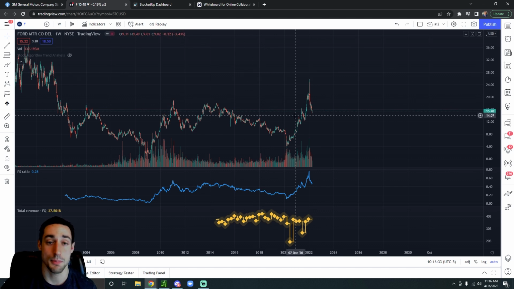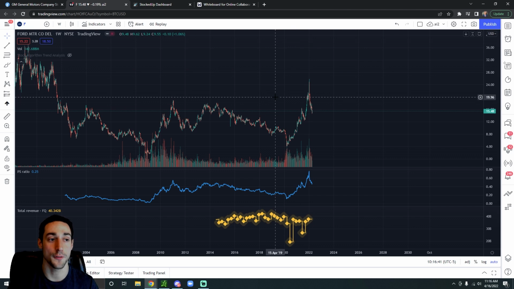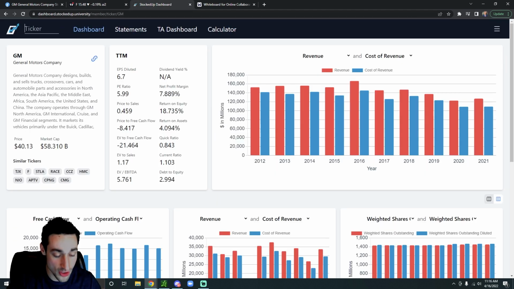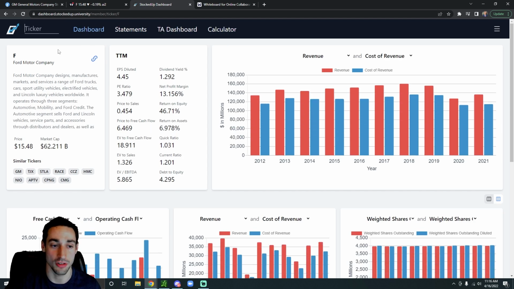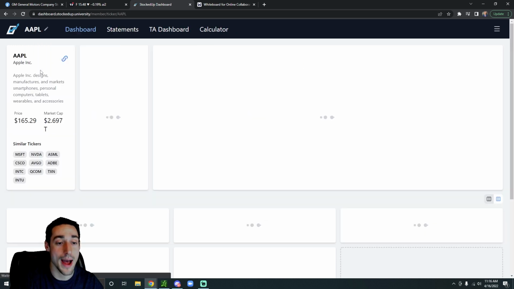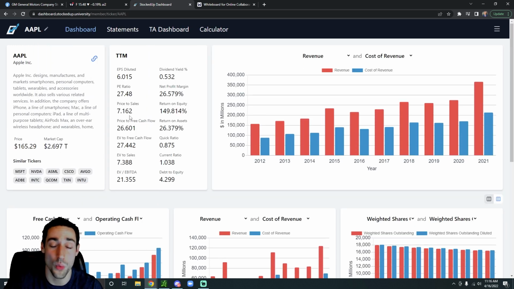But once you look at the price to sales ratio, historically speaking, you want to look at it relatively speaking to other companies in the same industry. So for example, I am not going to compare Ford's price to sales ratio with Apple's price to sales ratio. Like I said, Ford has a price to sales of 0.45 while Apple has a price to sales of 7.16. That does not mean that Apple is overvalued and Ford is undervalued. They're just two completely different businesses.